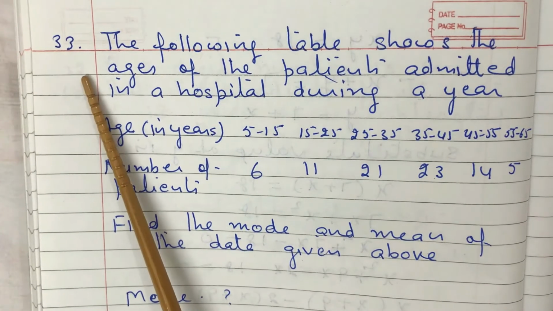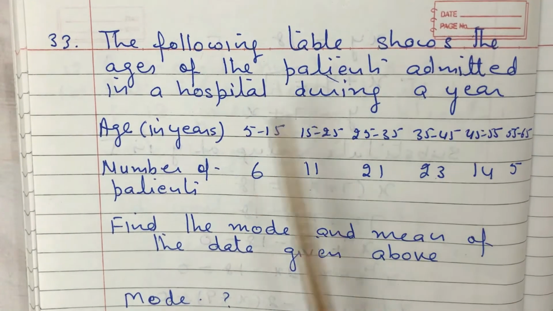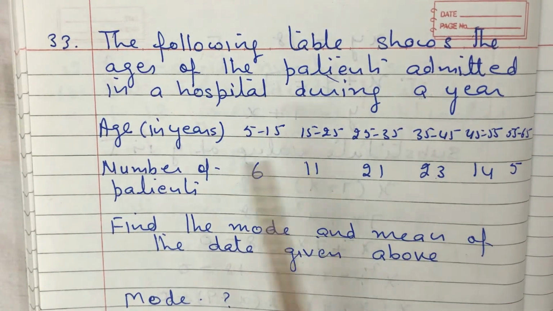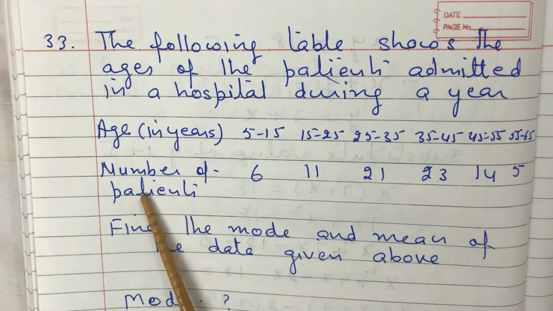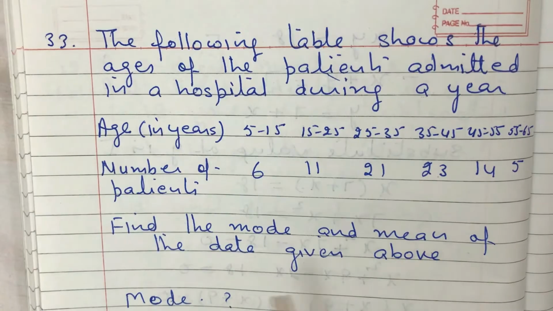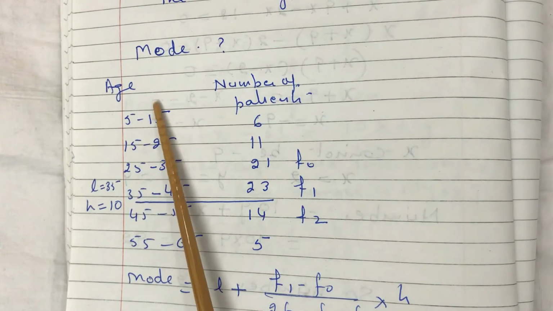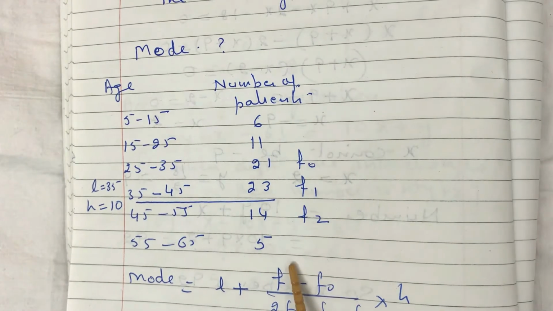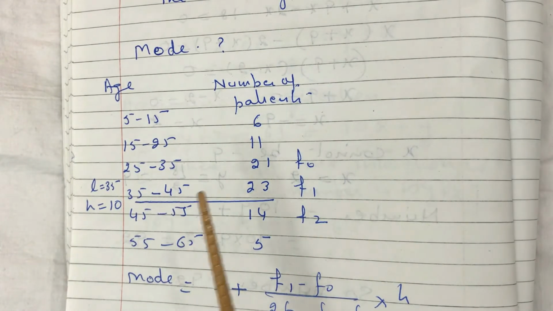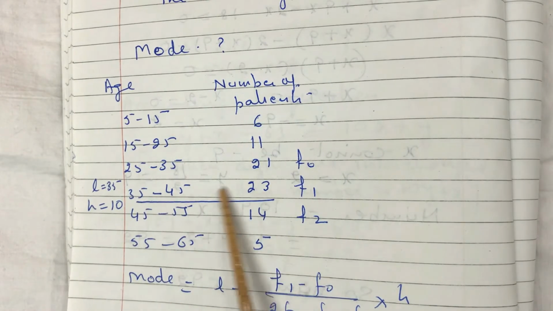Now question number 33. The following table shows the age of patients admitted in a hospital during a year. This age is given to us and the number of patients is given to us. Find the mode and mean of the data given above. I am going to find the mode here. Now age is written here, number of patients is written here. This is the highest frequency, so this is the modal class.